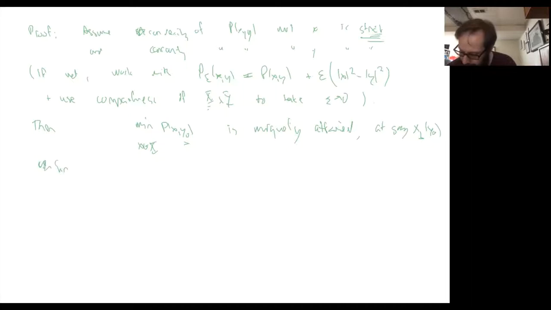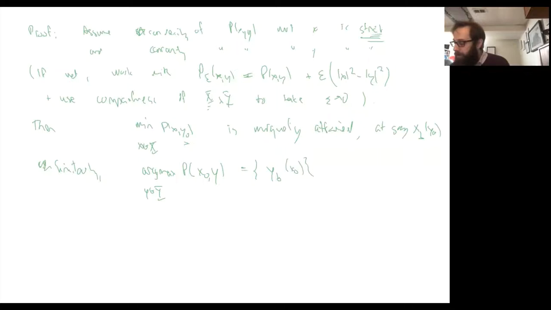And similarly, the argmax of P of x naught, y over y in capital Y is going to be uniquely attained. And let me call the point that attains it y b of x naught. And here, basically the B stands for best response. So if player two is going to choose strategy y naught, then x b of y naught is the best response of player one to that strategy. And similarly, if player one is going to choose strategy x naught, then the y that attains this maximum is the best response of player two. And these best response functions, so x b takes player two strategies into player one strategies, and y b takes player one strategies into player two strategies.